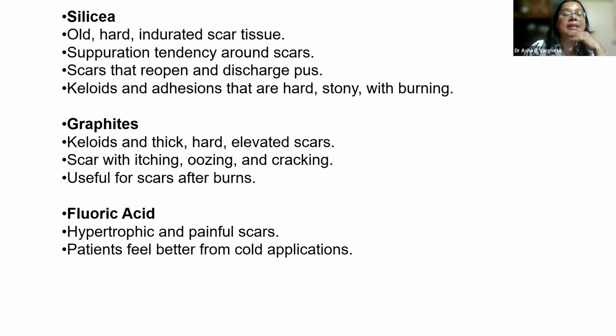I'm just telling this. Silicea: old, hard, indurated scar tissue, with suppuration tendency around the scar. So wherever there is a scar tissue and in that scar a pus comes out, then you can think of Silicea. Scars that reopen and discharge pus, keloid adhesions that are hard, stony with burning. Graphites: keloid, thick, hard, elevated scar, scar with itching, oozing, and cracking. I think we all know cracking of nipples, etc. Graphites is given, useful for scars after burns.